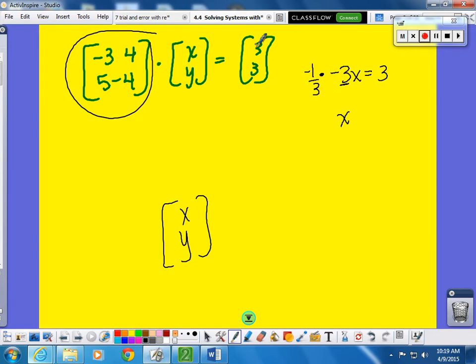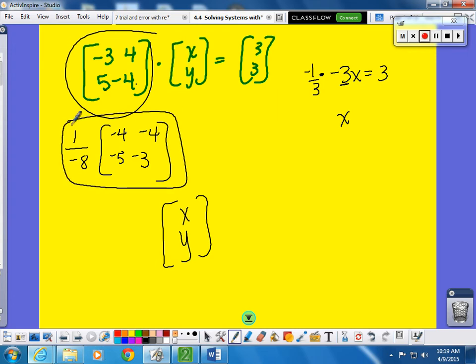How am I going to find the inverse of this? Remember, we just did it. What is the determinant of this matrix? 12 minus 20. What would it be? -8. Alright, I'm still working on the inverse now. I would switch these two, and I would change the signs of these two. Switch these two, change the signs of these two. Now this represents A inverse.